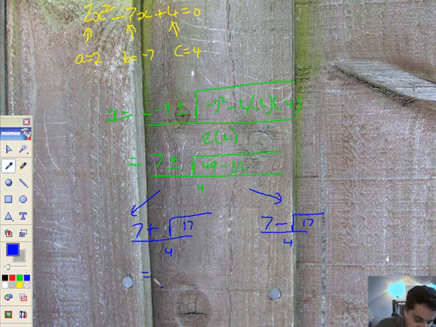So it'll be 7 plus root 17 equals, then divide that by 4. So my first answer is 2.78, and the question says 2dp, so that's okay. That's the 2 decimal places. That's one value of x.